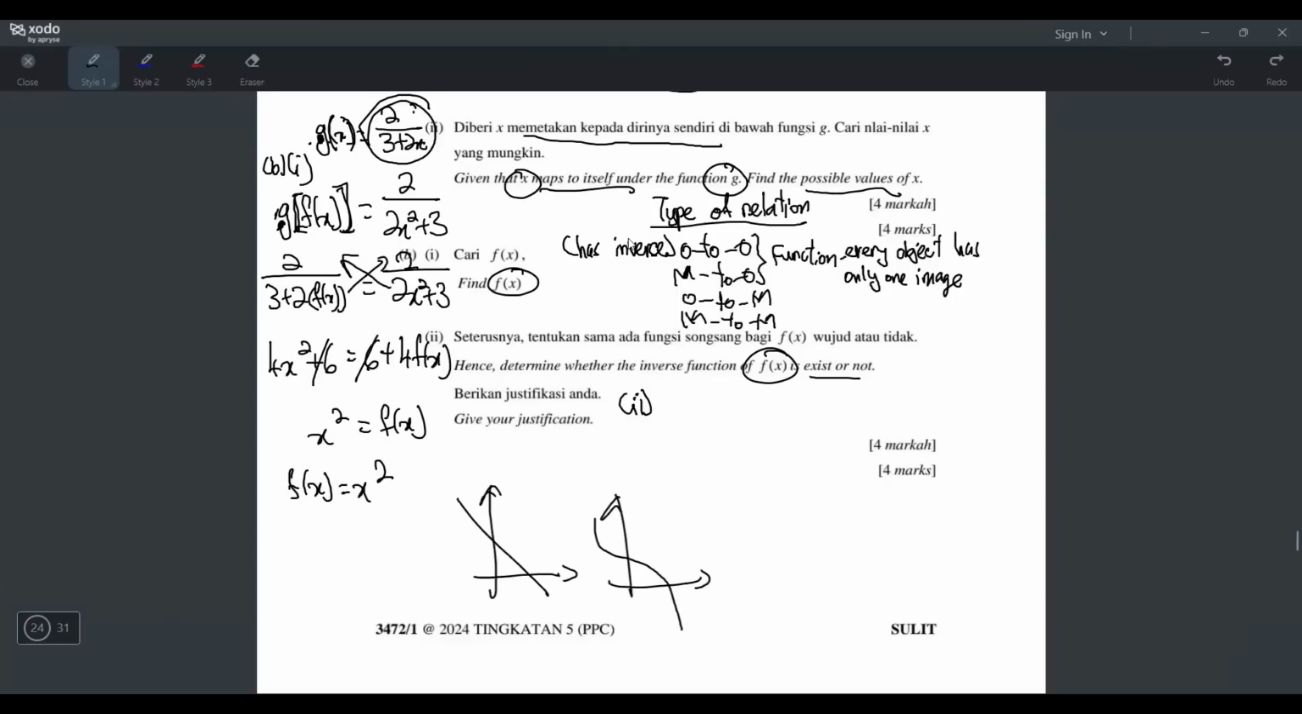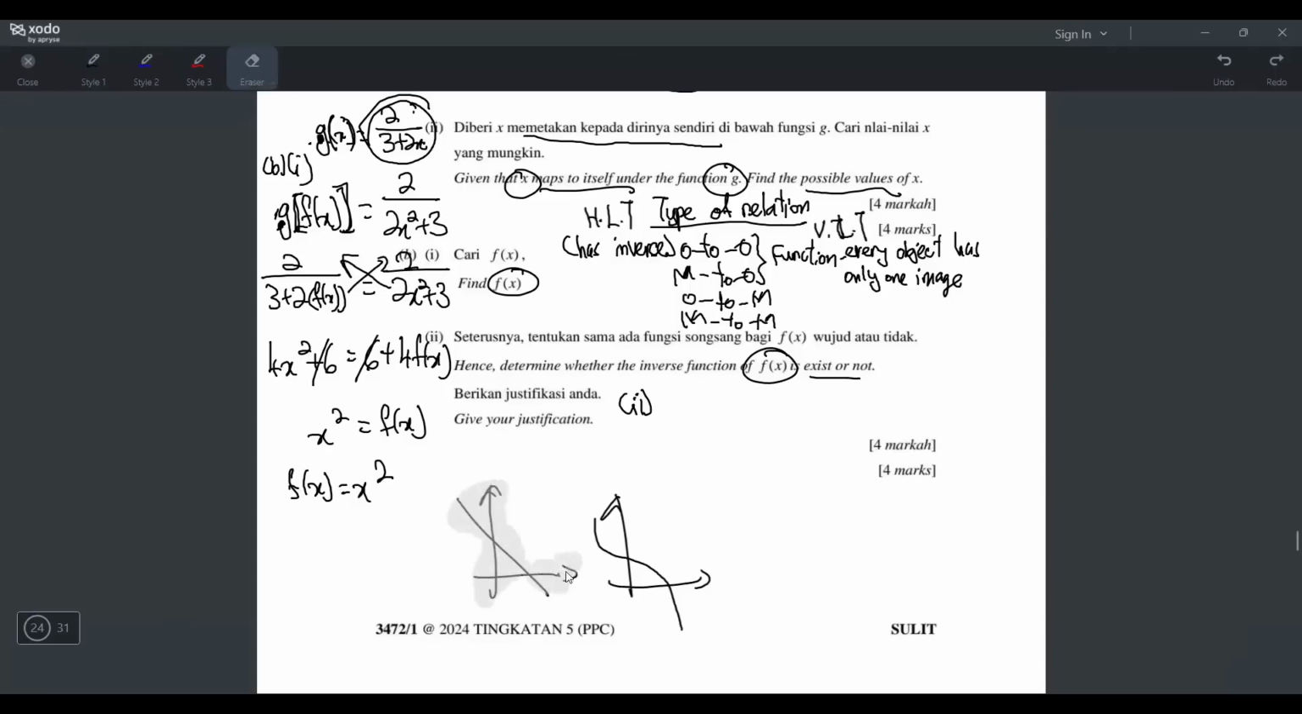But what if we want to test whether it has an inverse or not? This one, we do the horizontal line test. So I repeat, if you want to test whether it is a function on the graph, you do the vertical line test. And this one, you do the horizontal line test, if you want to test whether it has an inverse. Okay, now let's do this question.